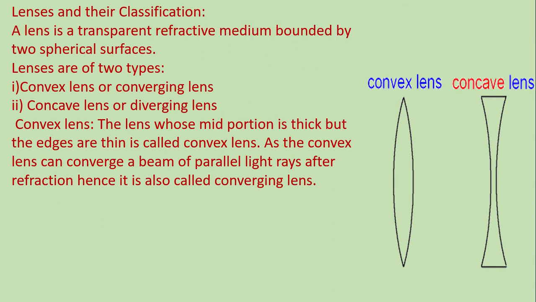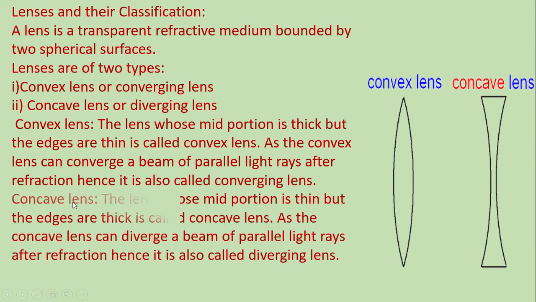Convex lens: the lens whose mid portion is thick but the edges are thin. Look here, the mid portion is thick but the edges, that means at the two ends, are thin. That is called convex lens. As the convex lens can converge a beam of parallel light rays after refraction, hence it is also called converging lens. And concave lens: the lens whose mid portion is thin but the edges are thick is called concave lens. As the concave lens can diverge a beam of parallel light rays after refraction, hence it is also called diverging lens.